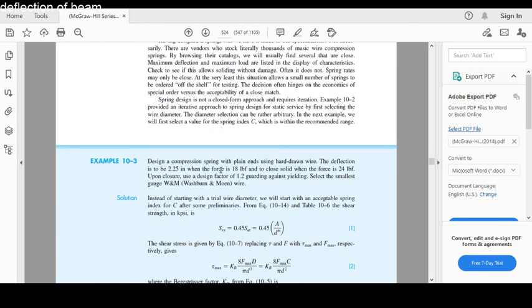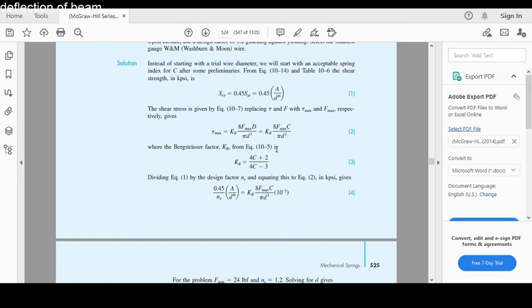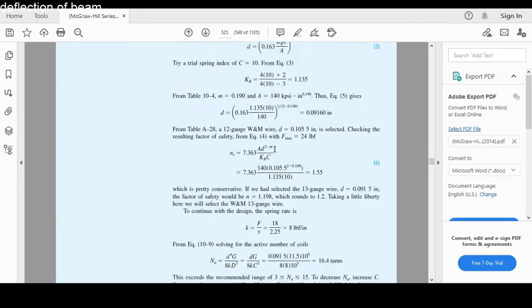The spring design is not a closed-form approach and requires iteration. Example 10.2 provides an iterative approach to spring design. The spring diameter selection can vary. In the example, we first select a value of spring index. You can get this value.